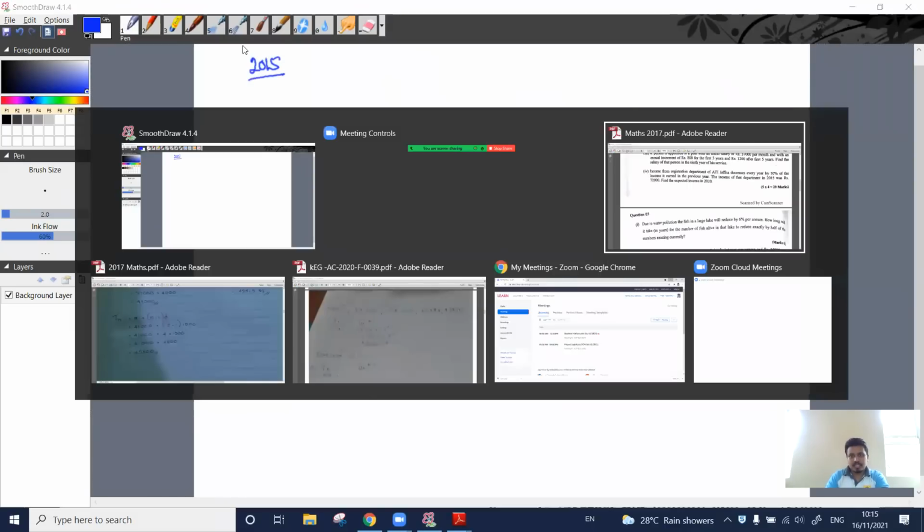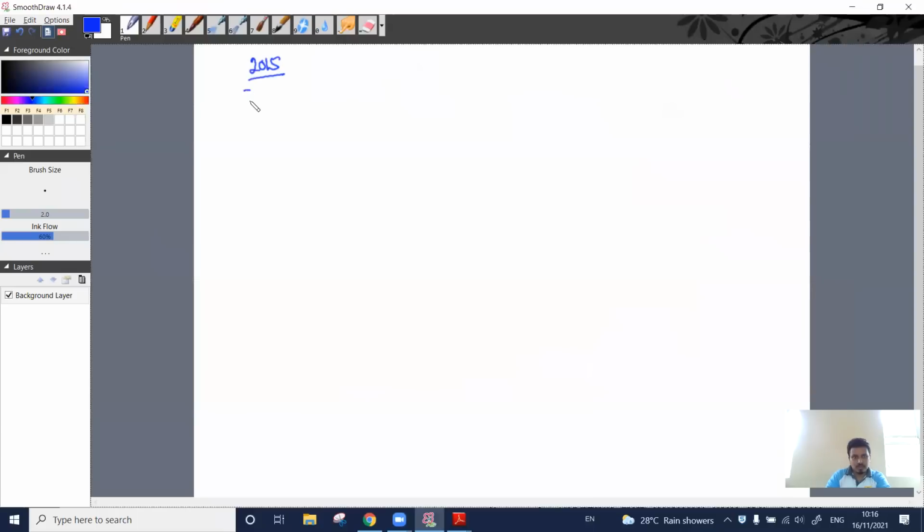In 2015, the registration income was 72,000 rupees. Then what should be the registration income in year 2016? What it should be? 10% decrease should be there. Right? Their registration income decreases by 10%.